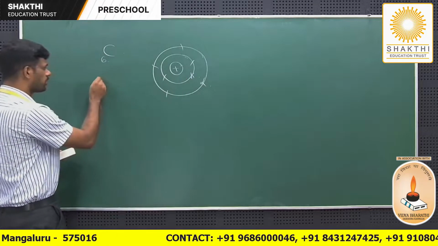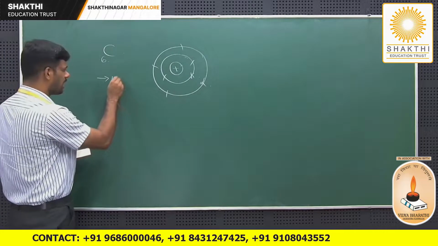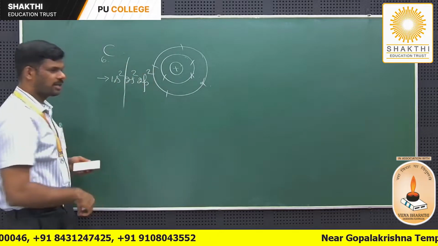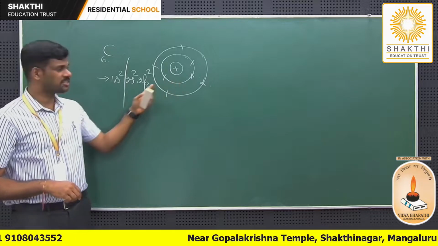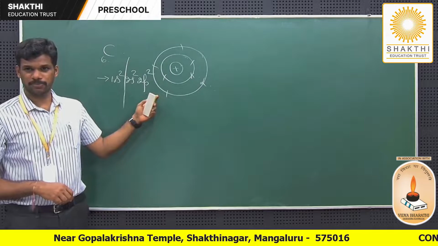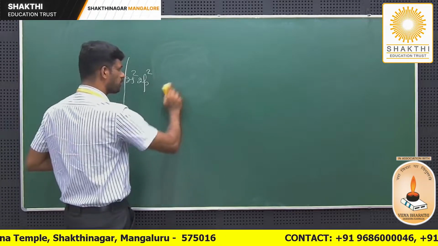The electronic configuration of carbon, if you ask me, is 1s2, 2s2 and 2p2, where in the first orbit there is only s orbital, in the second orbit there are s and p orbitals. Hope this part is very clear. I'm going to rub this diagram and continue with only this.